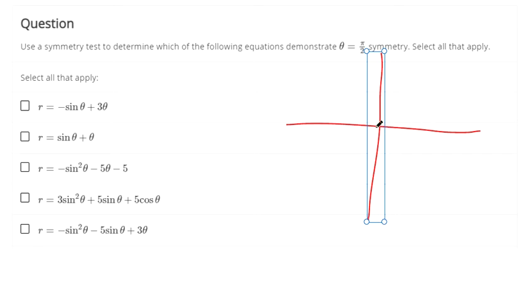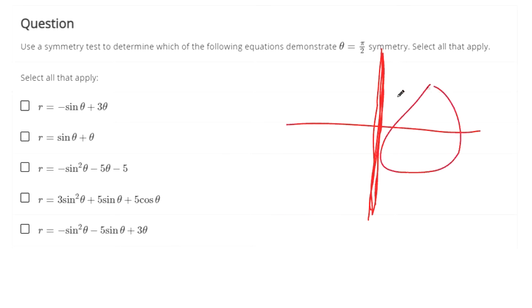So pi over 2 is 90 degrees. So we're wondering which of these graphs is going to be symmetrical on both the left side and the right side of the graph. It's going to make the same shape on the left if you were to fold it like a piece of paper on the y-axis.